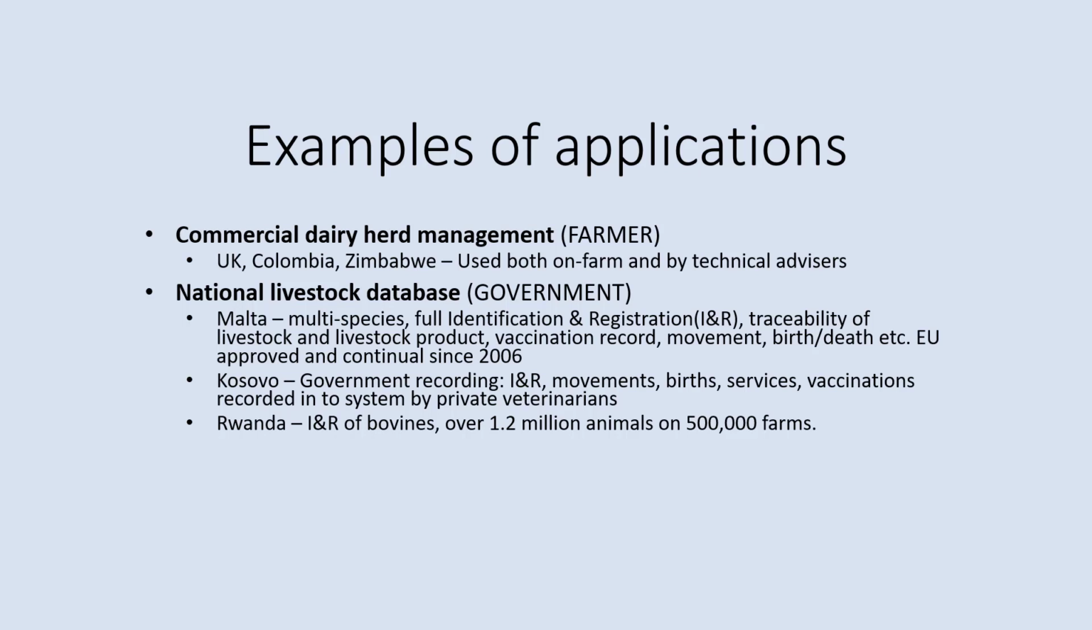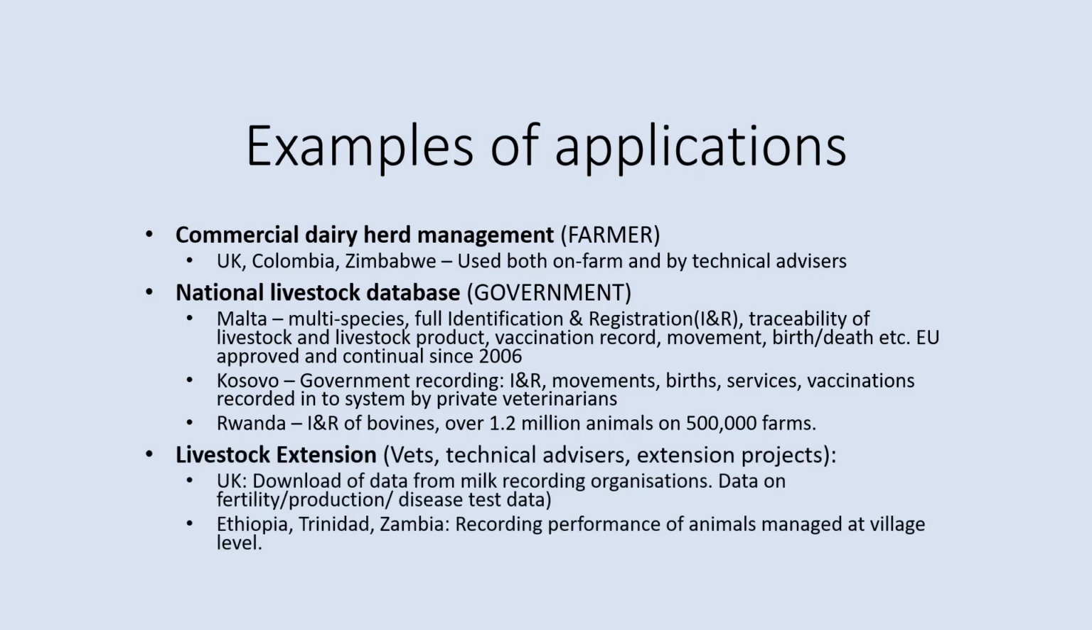Rwanda is another nice example, a recent one where we have a lot of animals, but from a huge number of farms as well. So it's over 1 million animals, but on about 500,000 farms. So every farmer only has 1 or 2 animals, and of course they don't need a computer. But the fact that we can aggregate animals and herds up into villages or regions or districts or even countries allows us to make sense of the data that we're recording there.